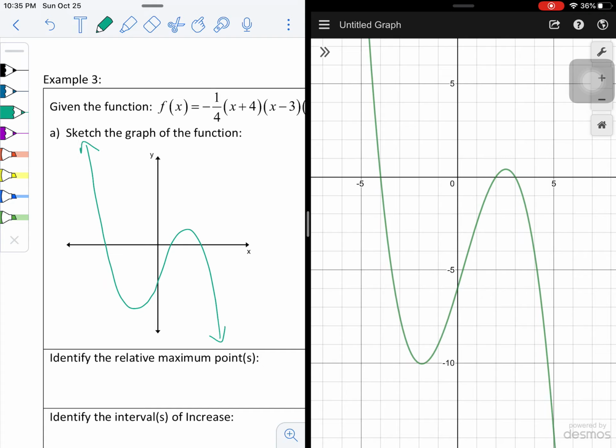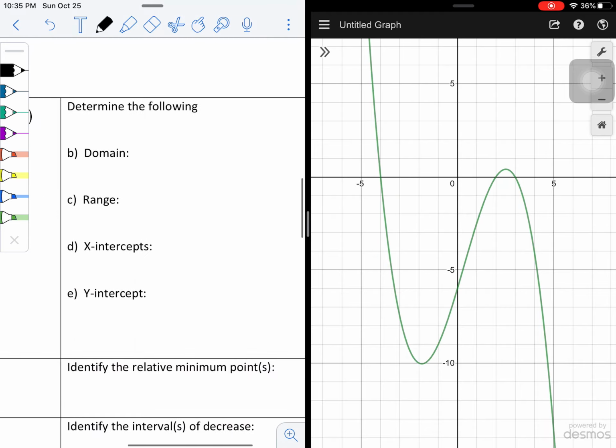Okay. Now we're going to identify all the same features that we found in the last function. So first things first, domain. For a cubic function, your domain is going to be negative infinity to infinity. Any x value is possible, which means your domain is negative infinity to infinity. Any y value is possible, so that means your range is negative infinity to infinity.